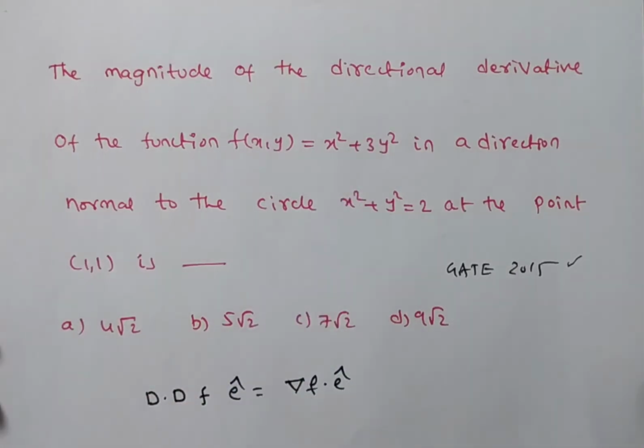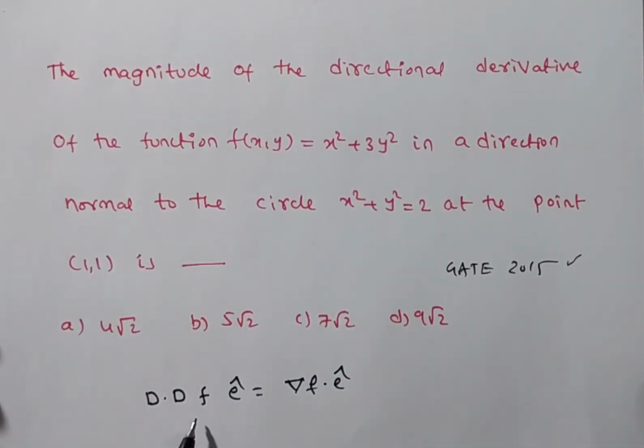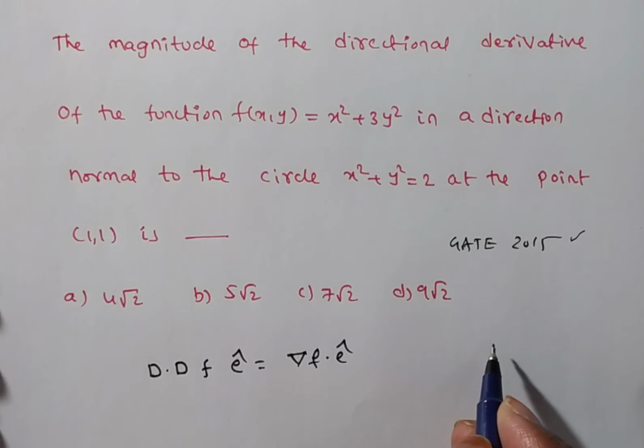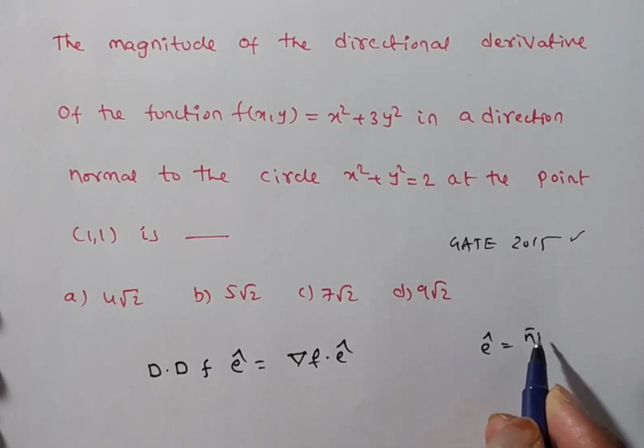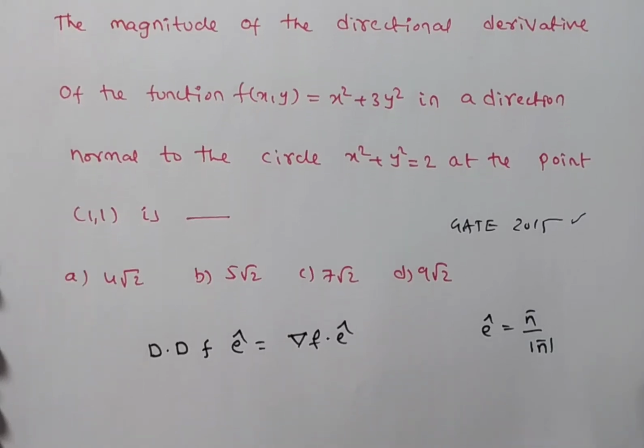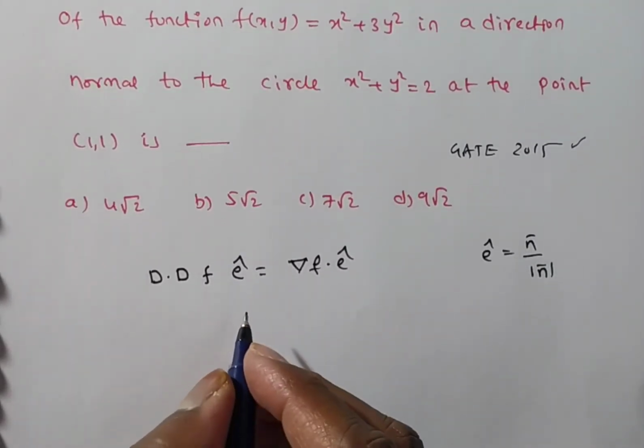That formula is: the directional derivative of f in the direction of the unit normal vector we denote with del f dot e cap. E cap is nothing but the unit normal vector. E cap we denote with n bar by modulus of n bar, the normal vector divided by its modulus. Now del f we need to find out.